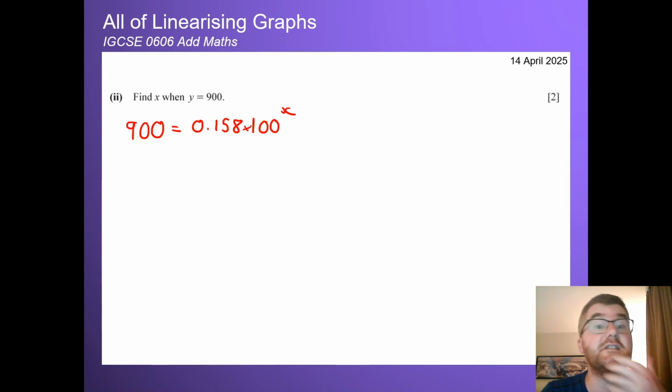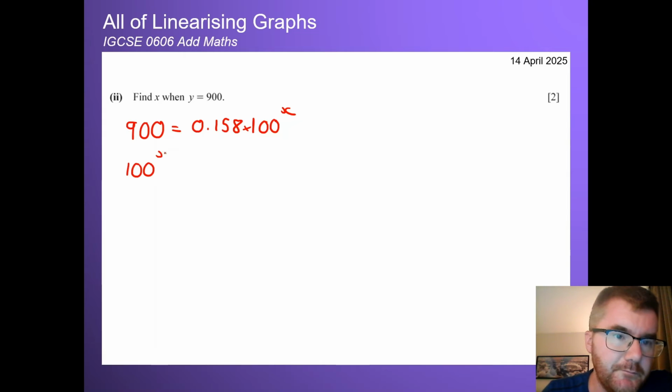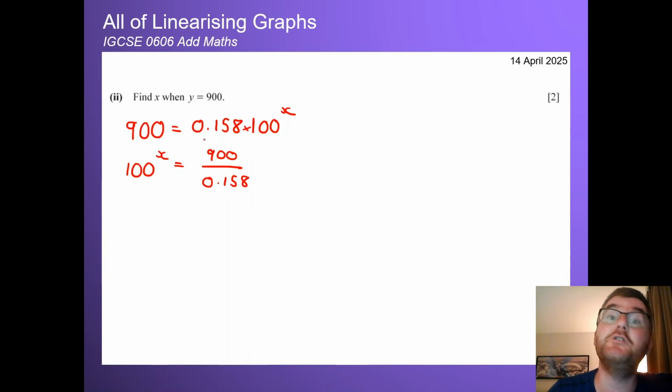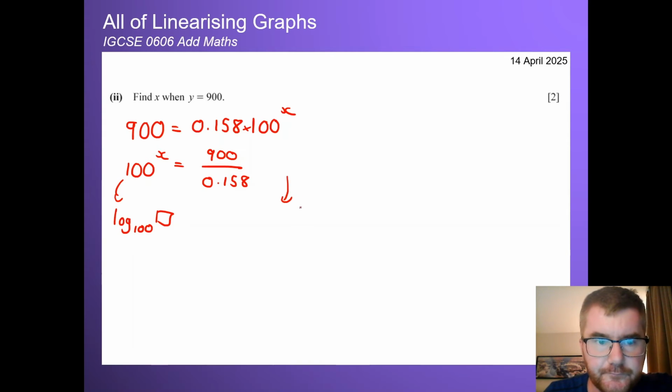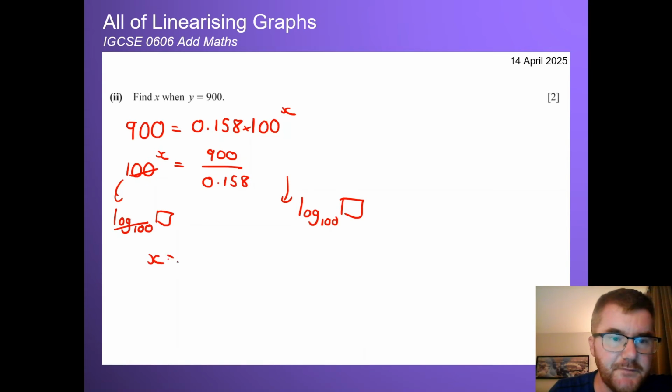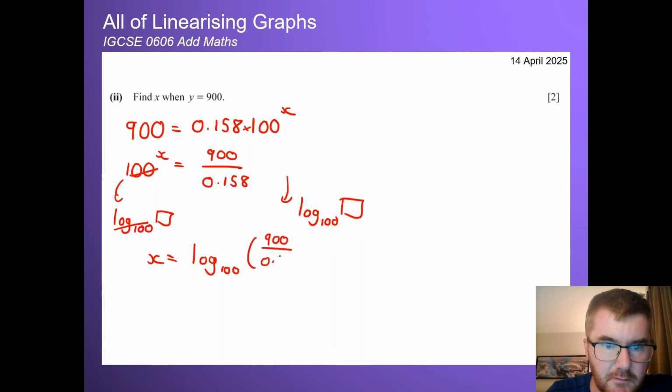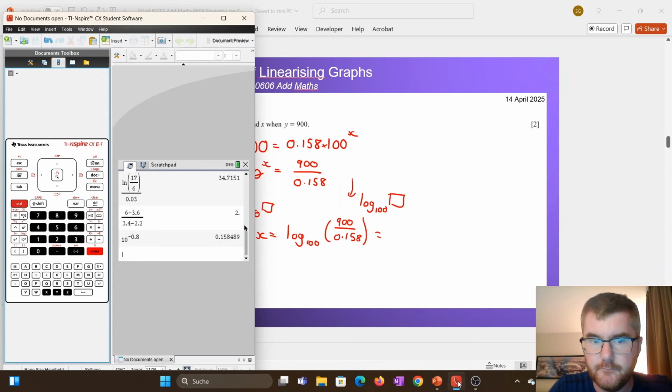And now we just rearrange this to make x the subject. So we're going to divide through by 0.158. So 100 to the power of x is equal to 900 over 0.158, and then we do the opposite of raising with 100, so that's going to be log base 100 on both sides. So log base 100 cancels, giving us x, so we're going to do log base 100 of 900 over 0.158. Again, not reaching to the calculator until we've actually got to the answer we're looking for.